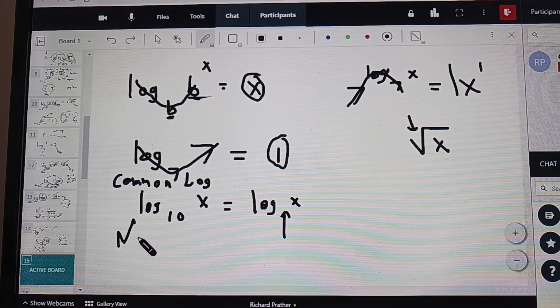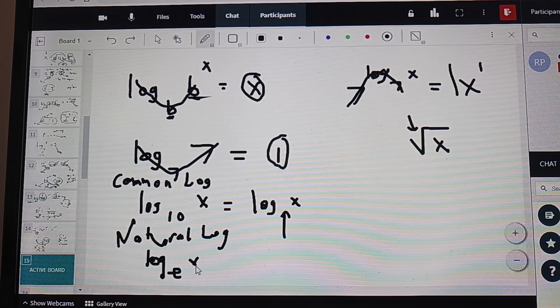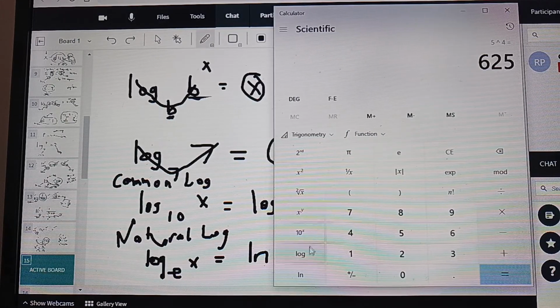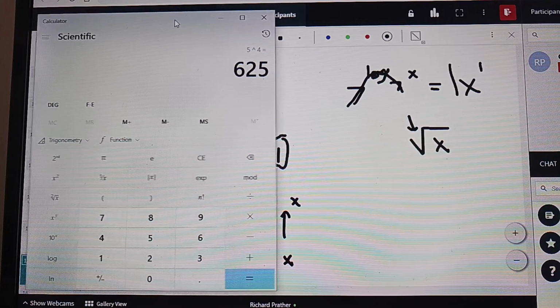And then there's one more called the natural log. Natural log is log base e of something like x, and this is written ln. ln is a shorthand way to say log base e. Those are the two most common ones. Many calculators have a log button and an ln button. So this is log base 10 and this is log base e, and they don't put any other logs on here because it would take up too much space on the keyboard and in the memory bank.